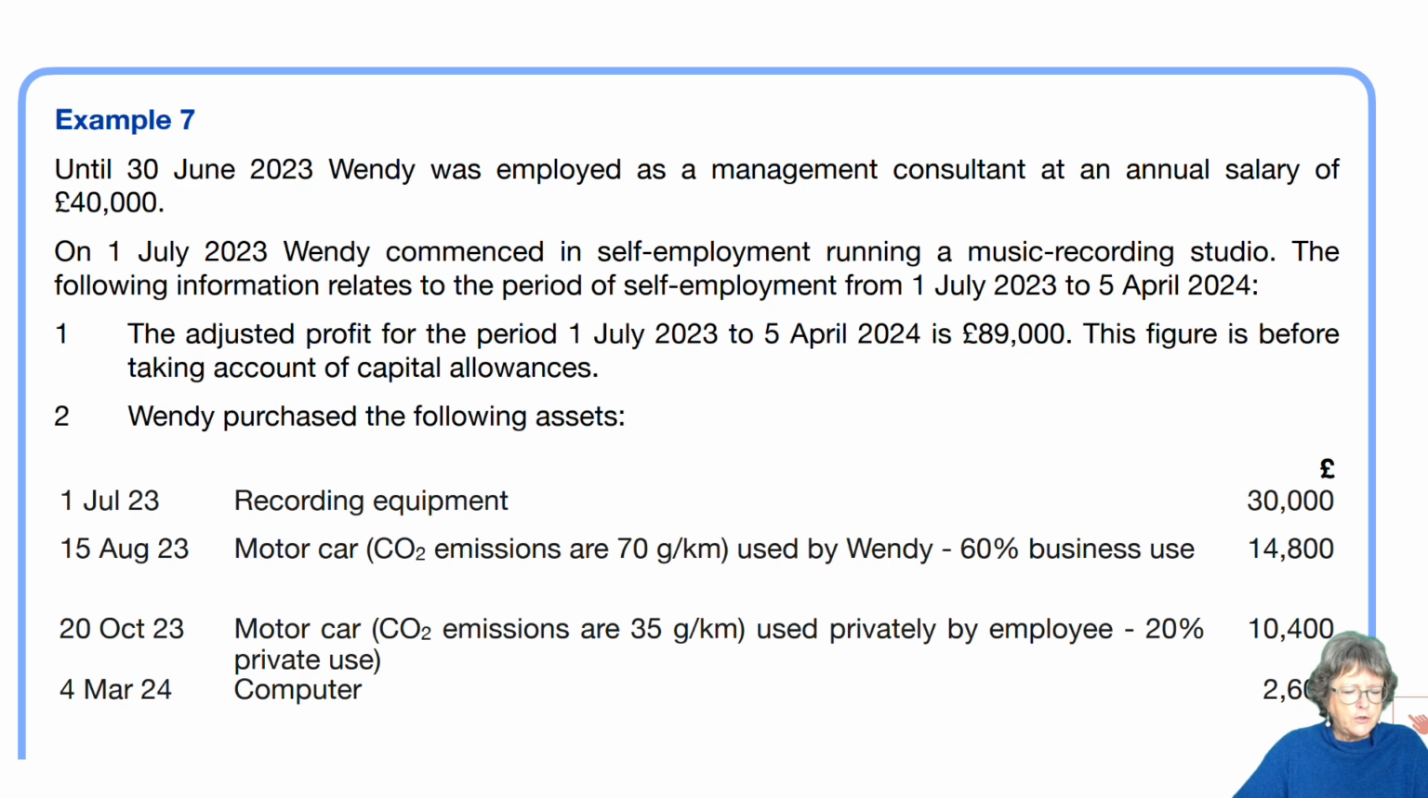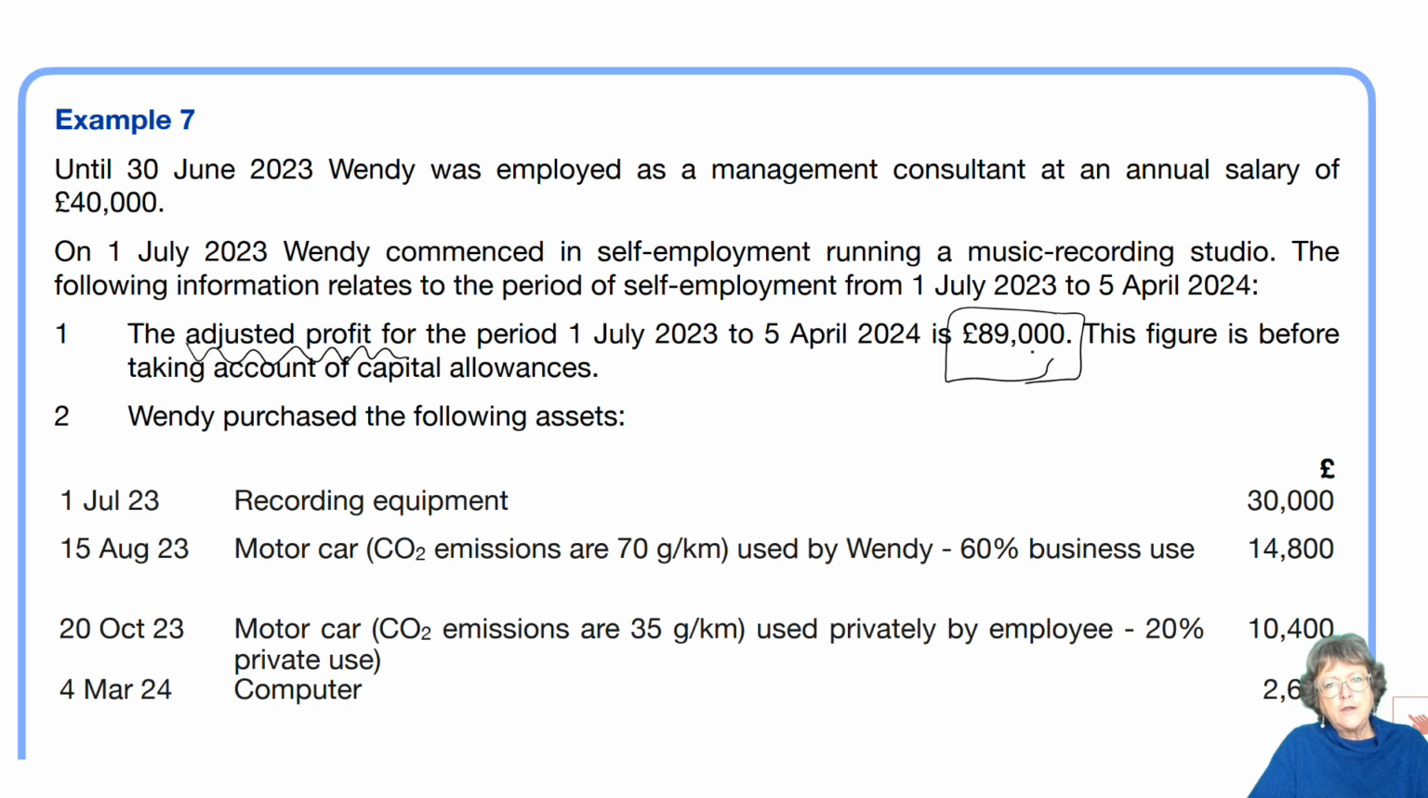On the 30th of June, she was employed as a management consultant with an annual salary of 40,000. Then on the 1st of July, she commenced self-employment running a music recording studio. This information relates to her self-employment. So there was adjusted profit, somebody's done that for us, of 89,000. This figure is before taking account of capital allowances.